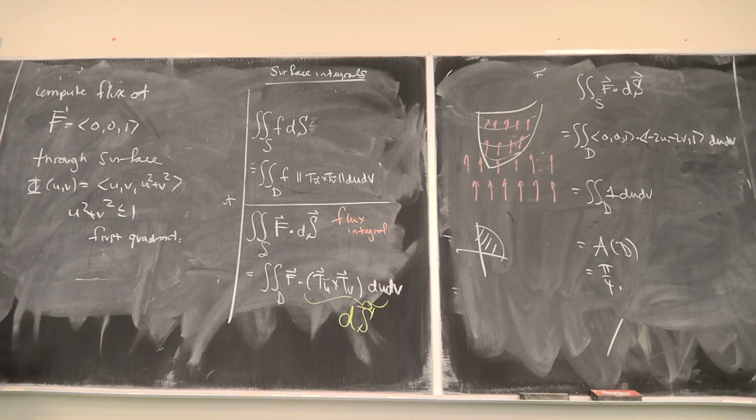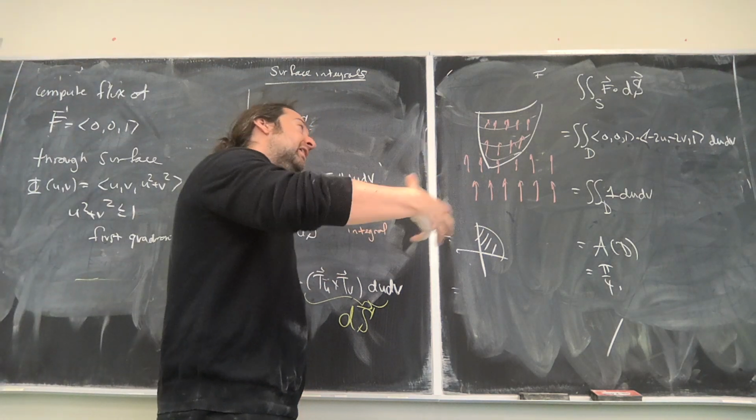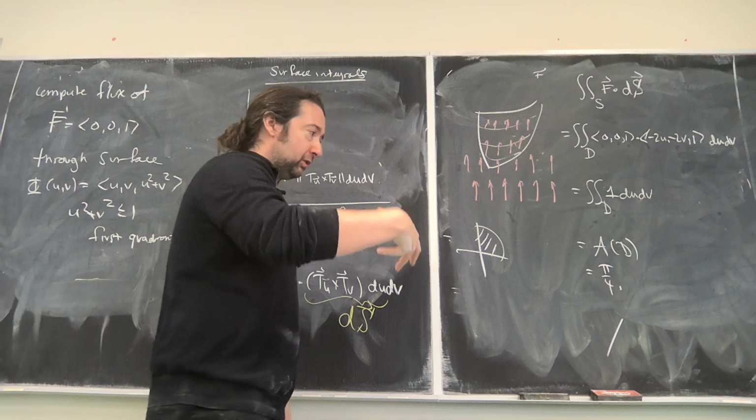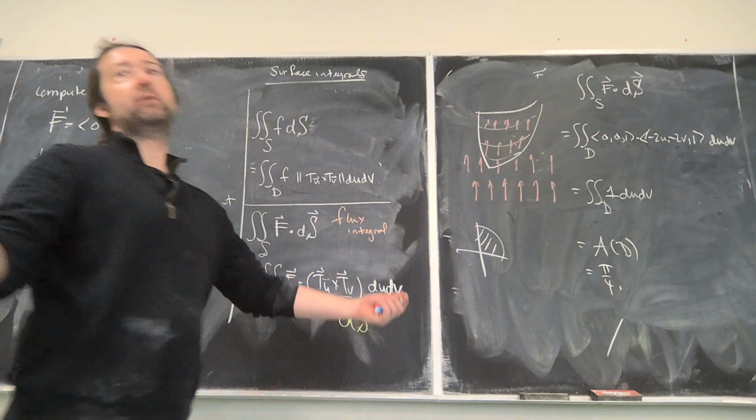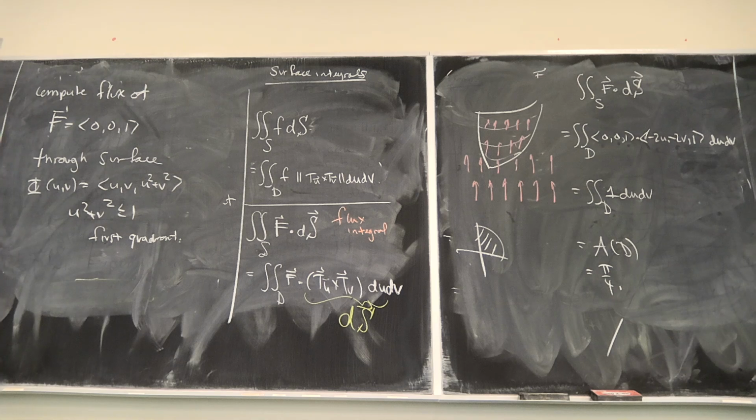So the interpretation here is, again, the flux through the surface, or the rate of flow of volume through the surface, is pi over 4 cubic meters per second, if you like units being attached to things. All right.